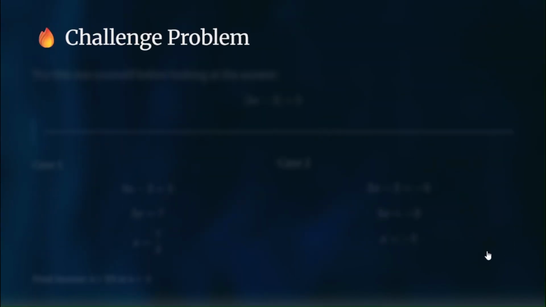Here's your challenge for today. Solve this equation: absolute value of 3x minus 2 equals 5. Apply the golden rule, split it into 2 cases, and solve each. And you can pause the video before checking the solution.